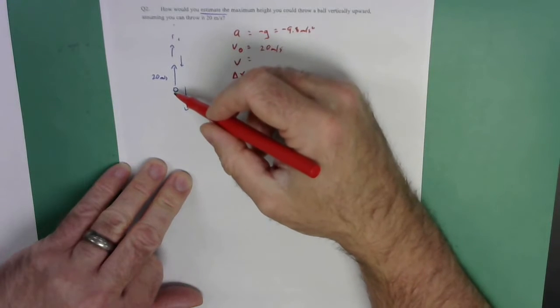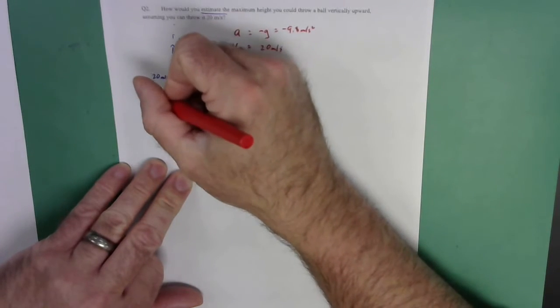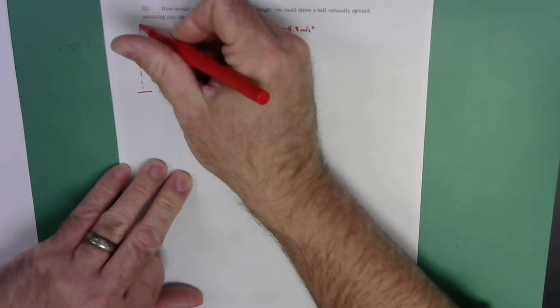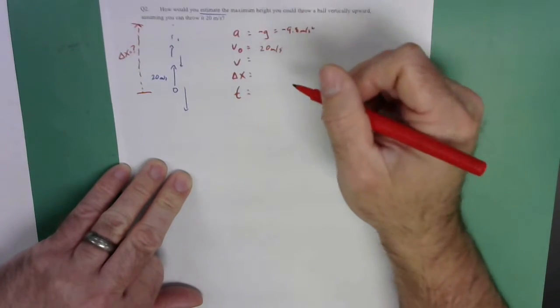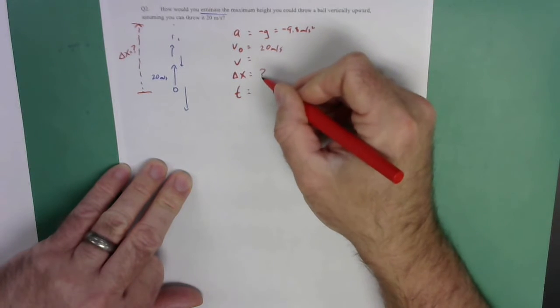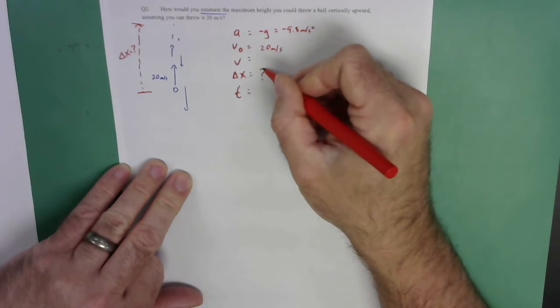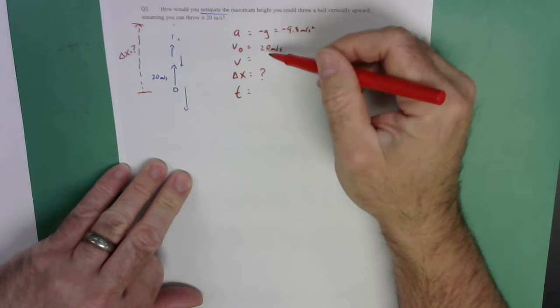Now, at the end, I want to know how high I can get this to go. I want to know the displacement up to the top, and so this is what I'm trying to find. I'll put a little question mark there. And you say, okay, well, that's great. I got 1, 2, 3 variables.